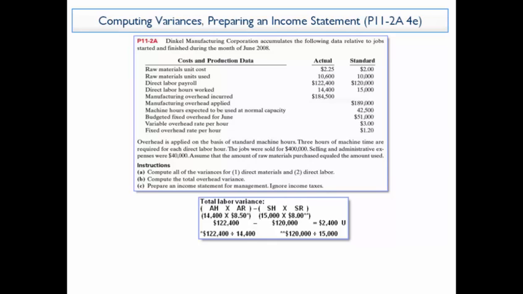Now let's look at the total labor variance. The total labor variance is found by multiplying actual hours times actual rate and then comparing that to standard hours at standard rate. So the actual hours was 14,400, which was given, and we have an actual rate of $8.50.